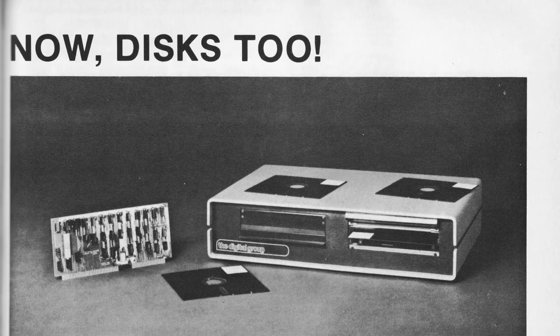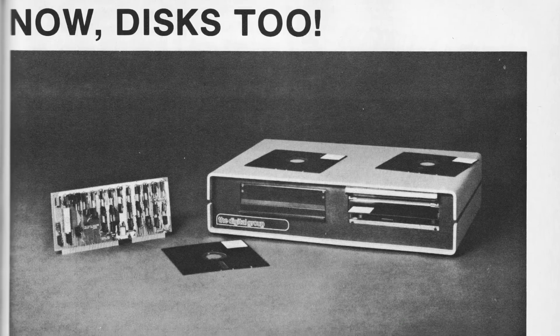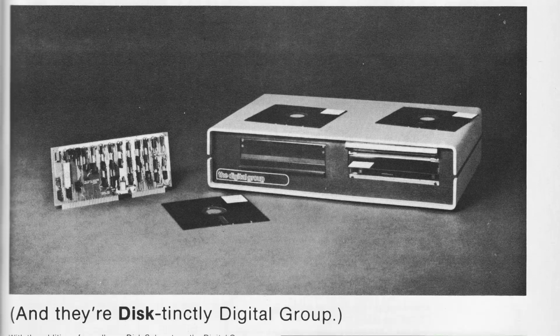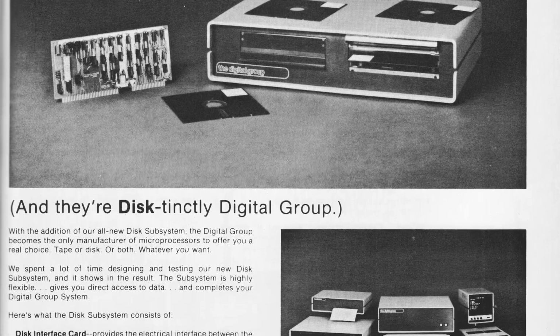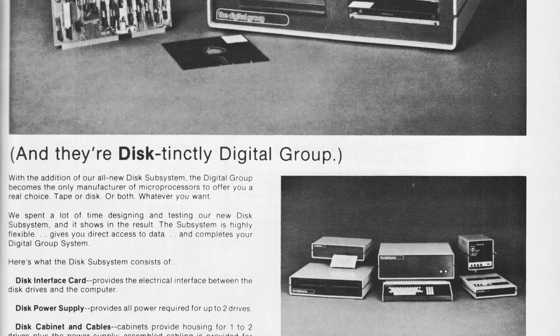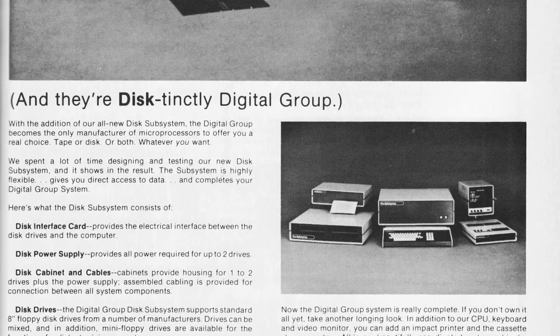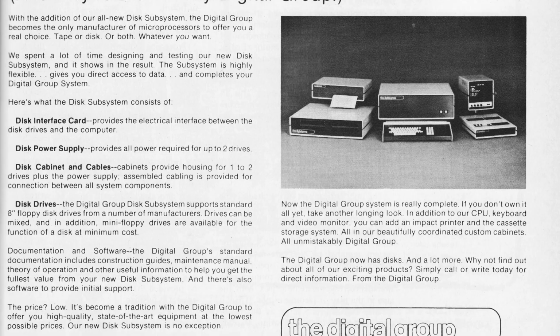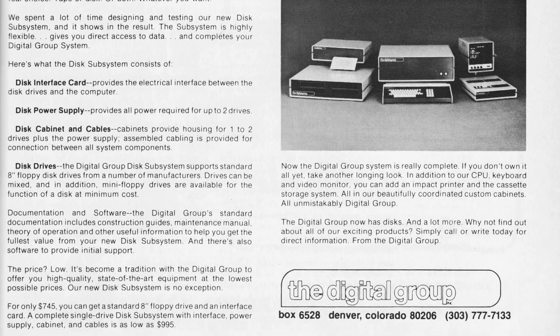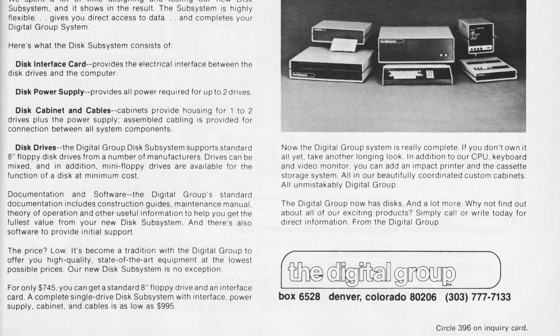A disk drive unit was available as well. Digital Group offered a single or double 8-inch drive unit with controller. That would set you back $745 in 1977 for a single drive and interface, or $995 including the enclosure and cables and everything else, and power supply. A 5¼ inch version was also available.